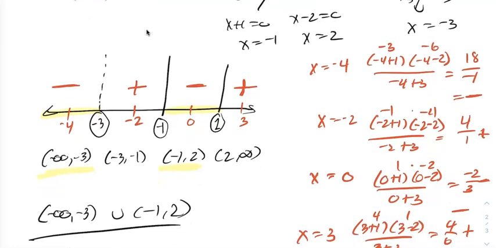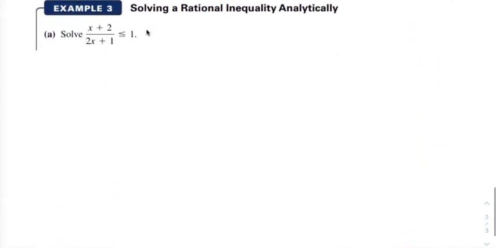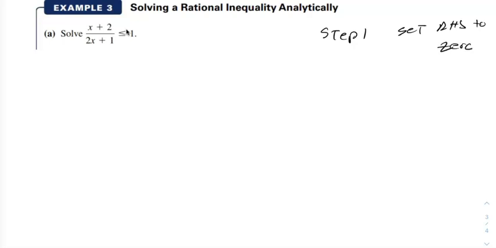Okay, let's do one more that's more difficult. So solving a rational inequality that's like this, it's not equal to 0. So remember, step 1 is set one side, let's say the right hand side, to 0. So I subtract 1 from both sides. So I get (x plus 2) over (2x plus 1) minus 1, actually less than or equal to 0.